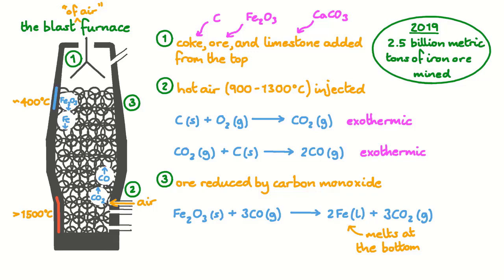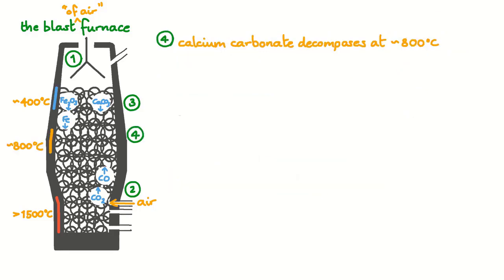The ore and the iron will travel down the column as stuff is extracted from the bottom. As we get closer to the bottom, we'll have more iron and less iron ore. We'll also have the calcium carbonate from the limestone travelling downwards, but I'll free up some space so we can talk about it properly. At about 800 degrees, the calcium carbonate introduced by the limestone decomposes fast enough to produce the calcium oxide we need.